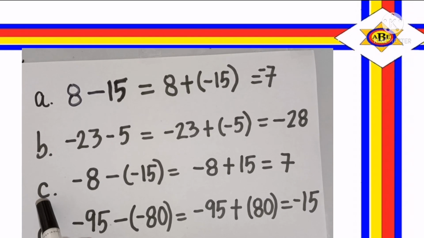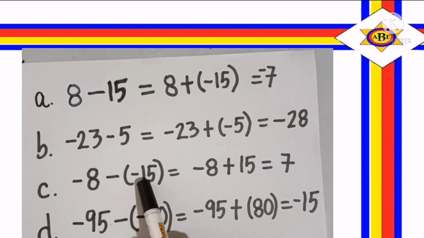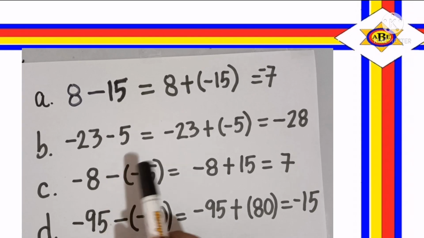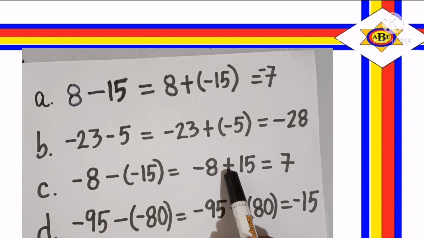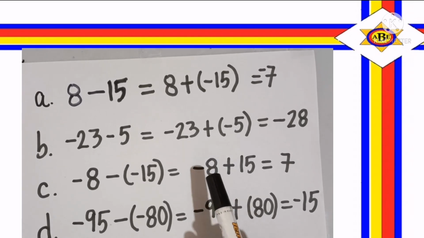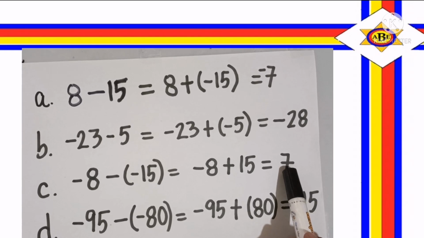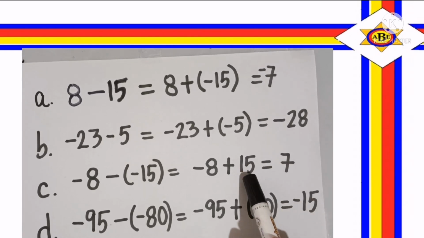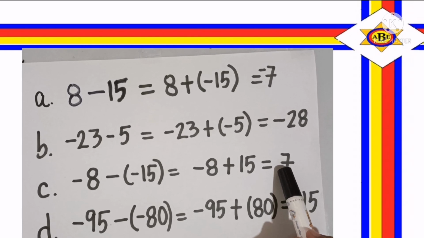Okay? For letter C, we have negative 8 minus negative 15. You're going to notice, we have subtraction, then minus. So, we change this to positive sign. We change this to positive sign. That's why plus 15. We just copy the negative 8. So, negative 8 plus 15, 7. Okay? The bigger value is 15. So, that's positive.